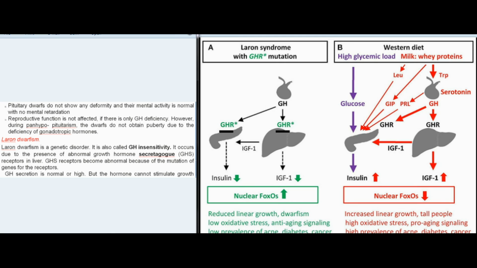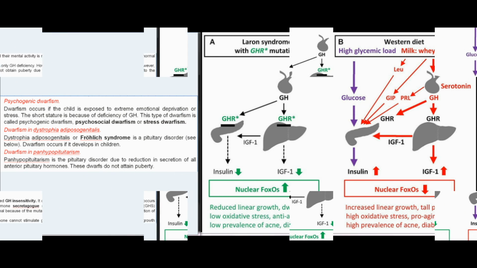Laron dwarfism. Laron dwarfism is a genetic disorder. It is also called GH insensitivity. It occurs due to the presence of abnormal growth hormone secretagogue, GHS, receptors in liver. GHS receptors become abnormal because of the mutation of genes for the receptors. GH secretion is normal or high. But the hormone cannot stimulate growth because of the abnormal GHS receptors. So, dwarfism occurs.